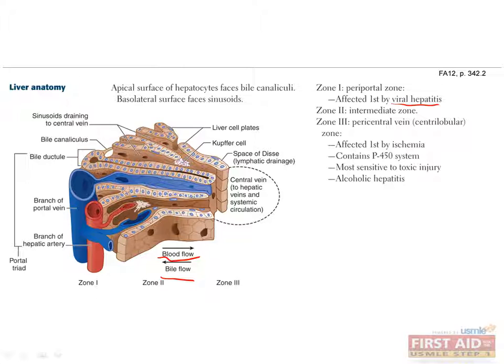Since blood flows from out to in, it's not surprising that blood flow reaches this part last, so in situations where ischemia occurs, this central zone will receive blood flow last and will therefore be the most sensitive to anoxic injury. This zone also contains the P450 system, making it the site of possible toxic injury. It's also the main area affected by alcoholic hepatitis.